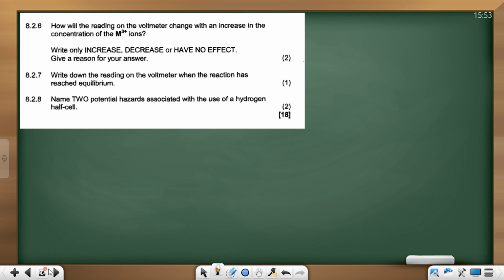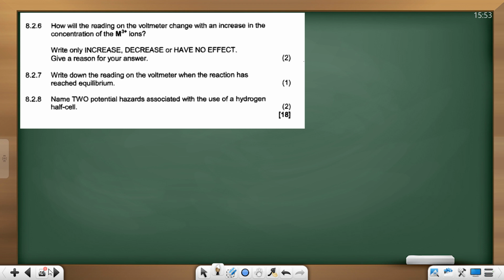Write down the reading on the voltmeter when the reaction has reached equilibrium. What's your answer there? When it has reached equilibrium, what is your answer? Guys, I'm trying to move. Please, I need your response. I need all your responses. Thank you. 0 volts. Name 2 potential hazards associated with the use of the hydrogen half cell.